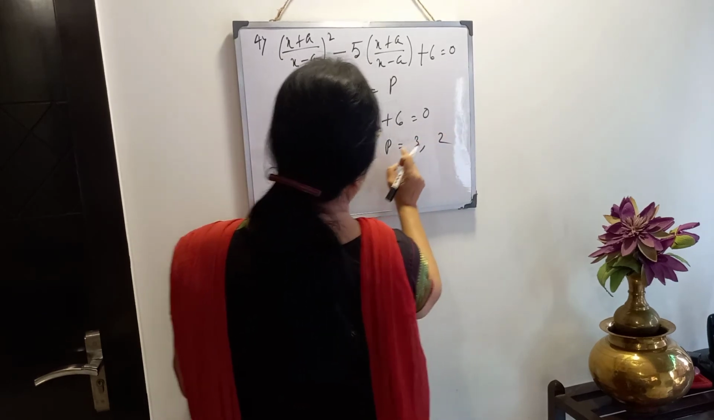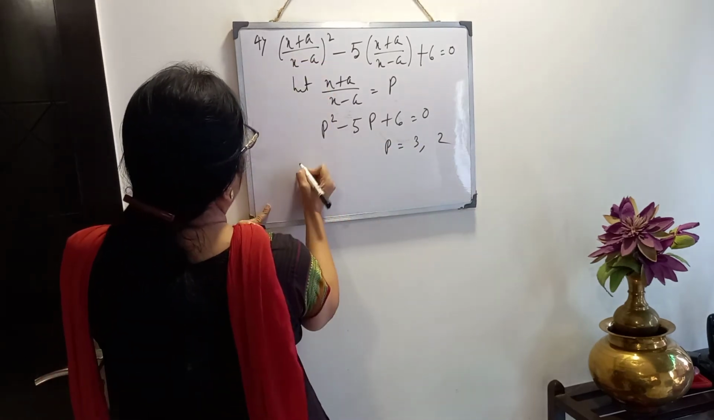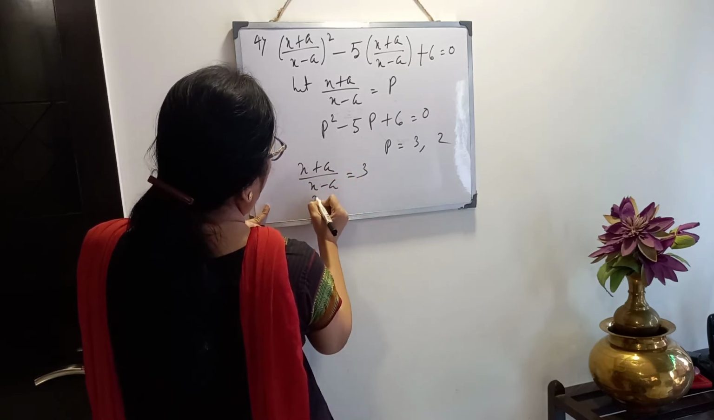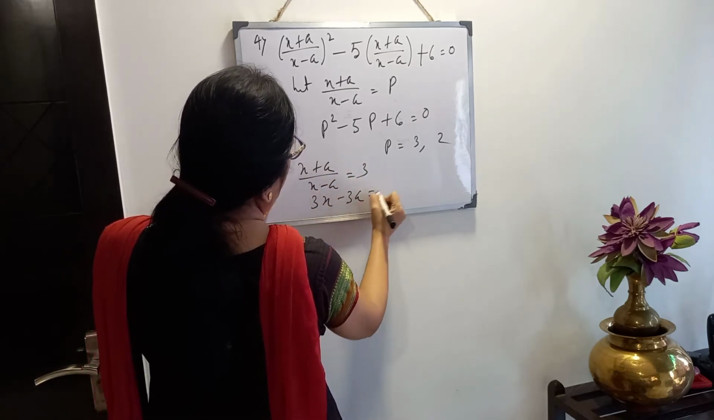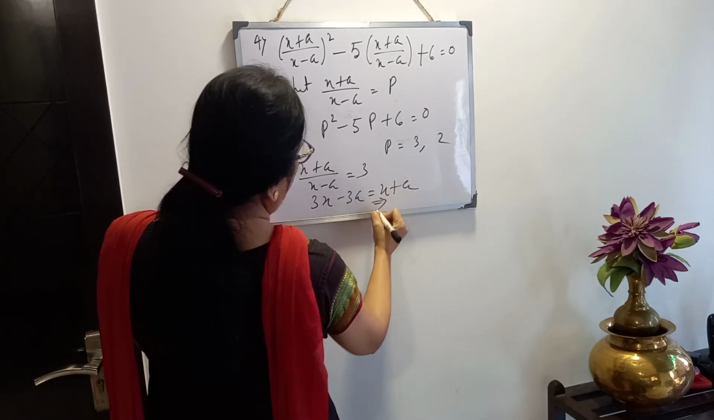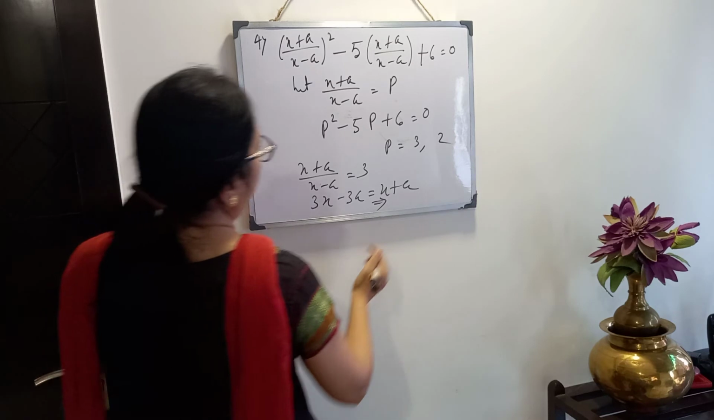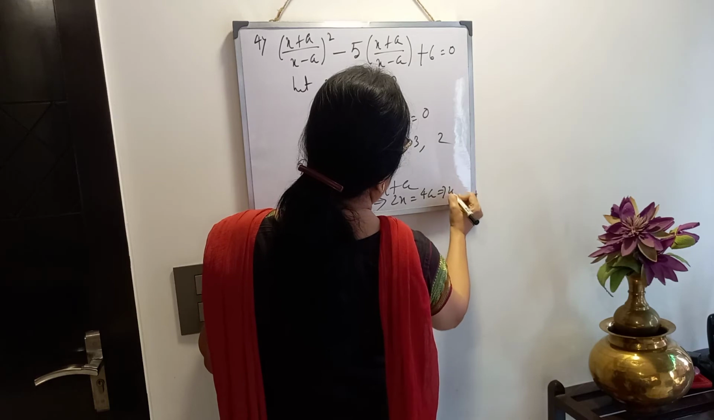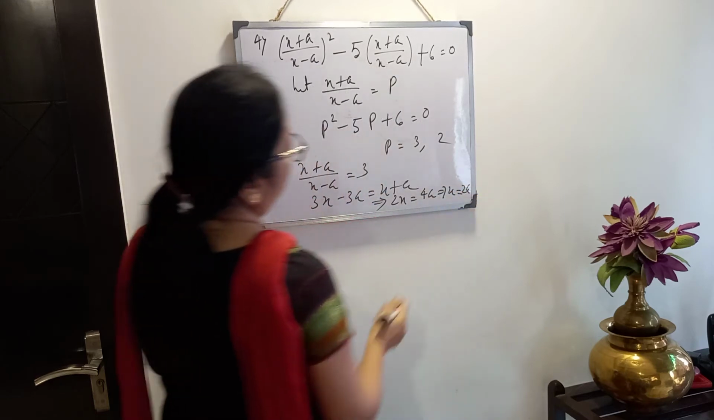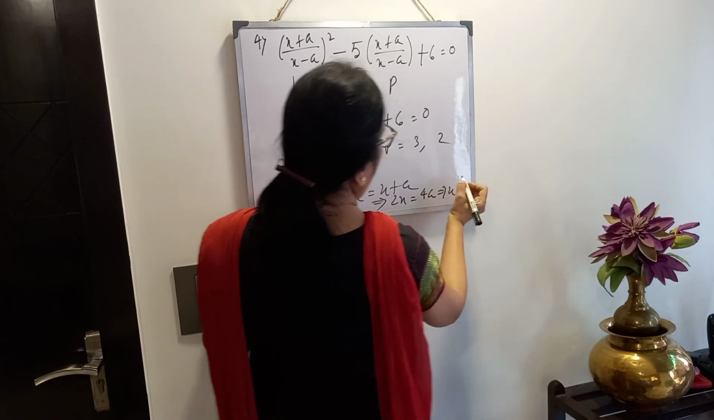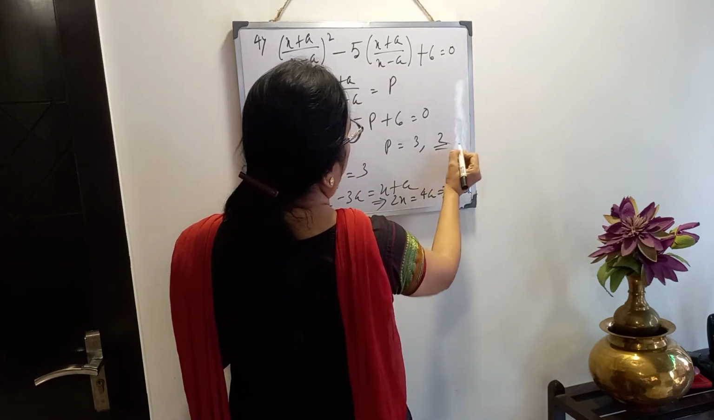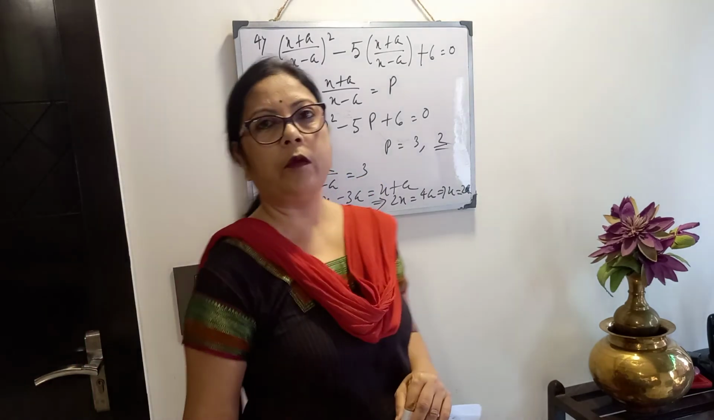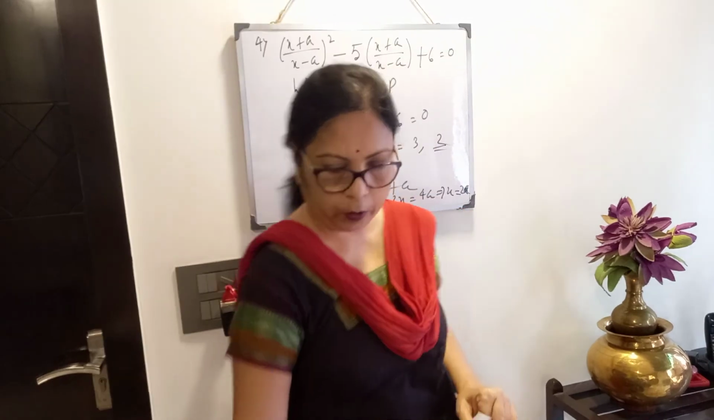When p is 3, that means x plus a by x minus a equals 3, then cross multiply. x minus x is 2x, and a plus 3a is 4a, that means x is coming 2a. So one answer I have done, and you will calculate when p equals 2, meaning here x plus a by x minus a equals 2, you will get another value. Clear? You will do it yourself.